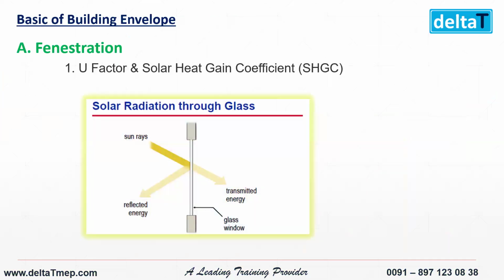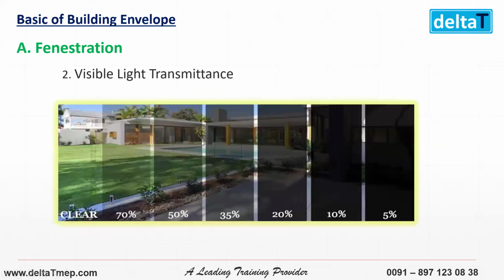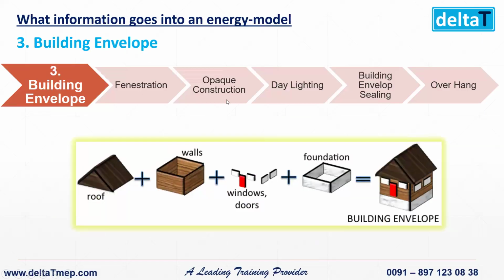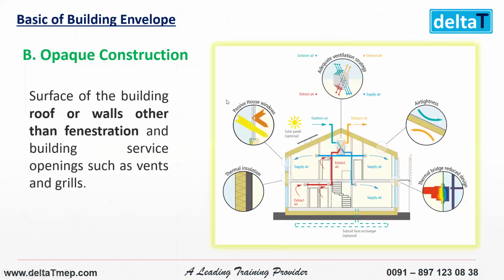And then next, in fenestration itself, some of the light penetrates, some of the light reflects. So we talk about the overall heat transfer coefficient. And also we talk about visible light transmission, VLT. So here you can see the percentage. This also affects. Then opaque construction. Opaque construction is about walls and roof, through which light does not transfer.